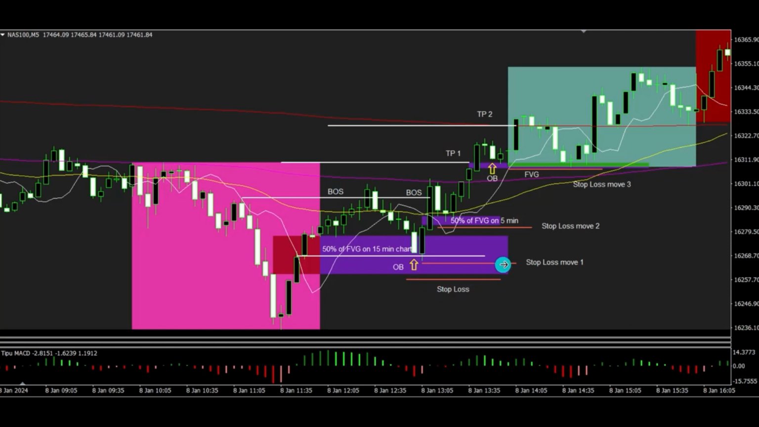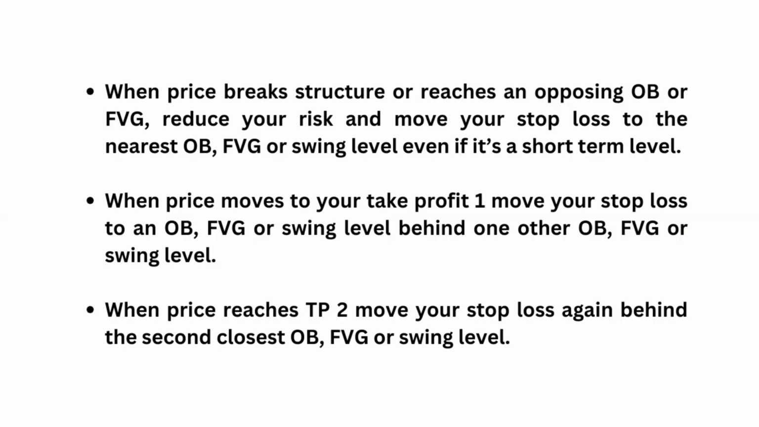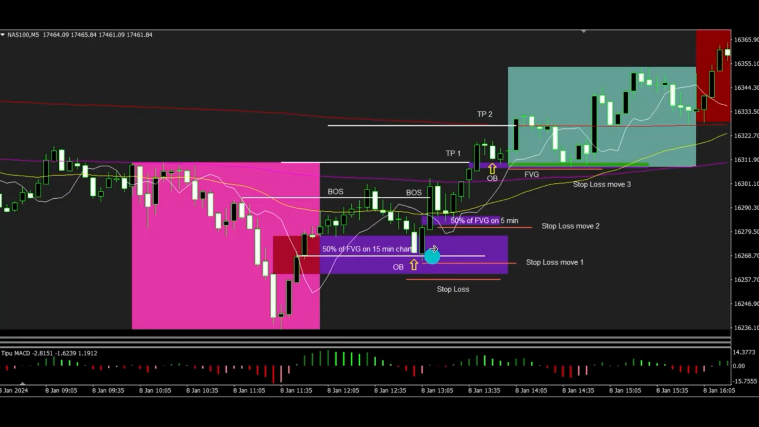We would move our stop loss to 50% of this fair value gap. That is per the instructions. When price breaks structure, reduce your risk and move your stop loss to the nearest order block, fair value gap, or swing level. So we reduced our risk, and then price continued to the upside.